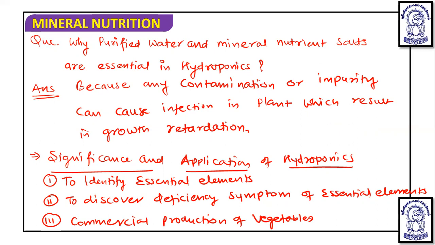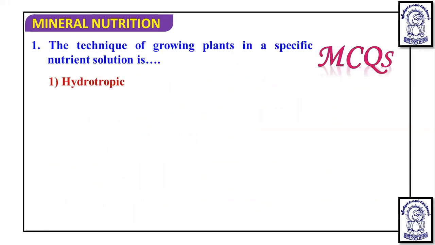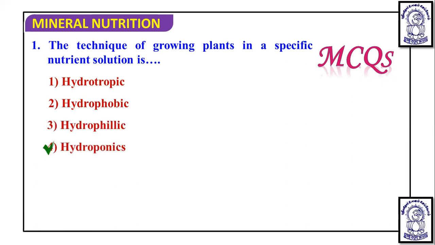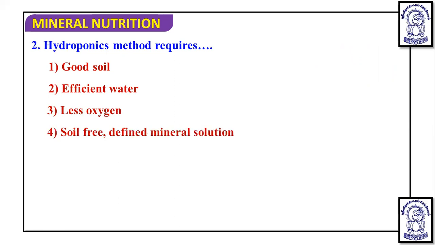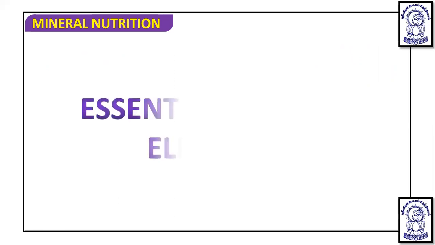After this, we have to discuss some more things. Hydroponics is the technique of growing plants in a specific nutrient solution. It is not hydrotropic: tropic is growth, phobic is fear, and philic is solubility or love. But ponics is outward, particularly soilless culture growth. The hydroponics method obviously requires a soil-free medium and a defined mineral solution. So the fourth will be the correct answer.